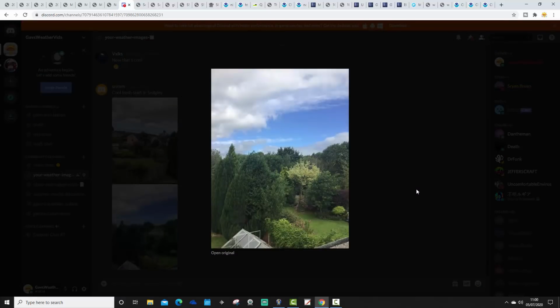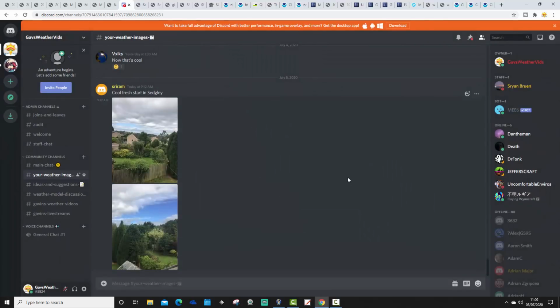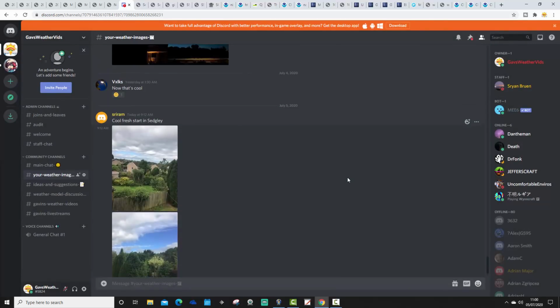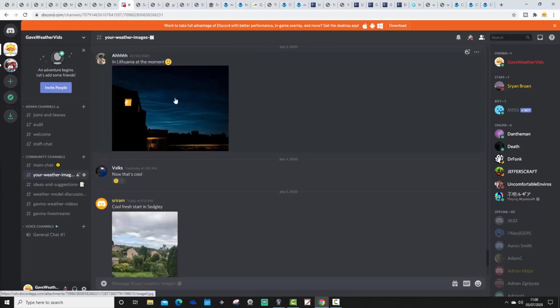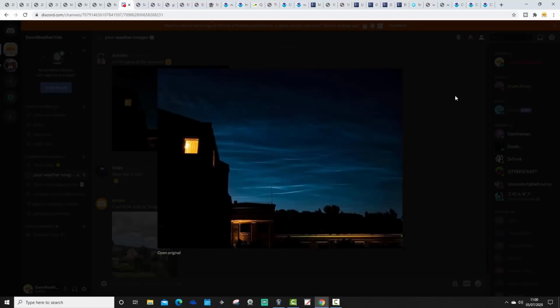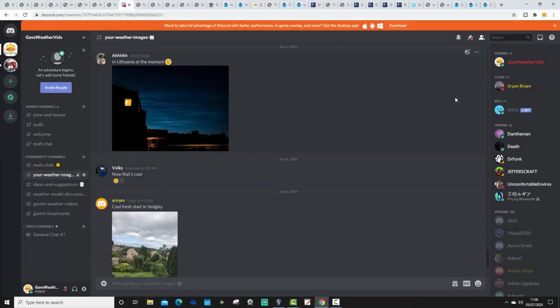Right? It's nice and sunny here in Northants now, but there was a little bit of blue in the sky in Sedgley earlier this morning. Thank you to Shiran for sending those through. And this one was sent through by R, again showing nice sort of dusky skies in Lithuania. Thank you so much to everybody for sending their pictures through to us.